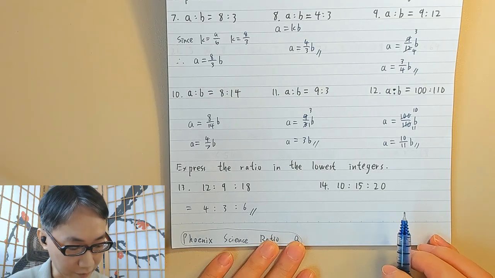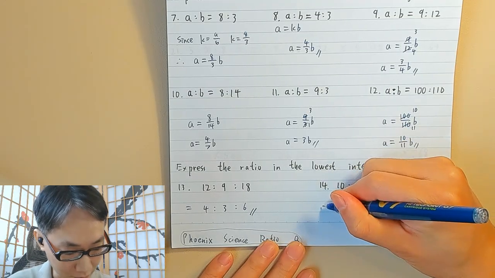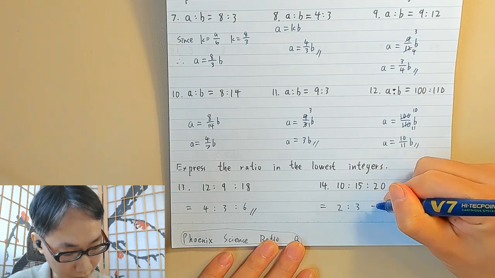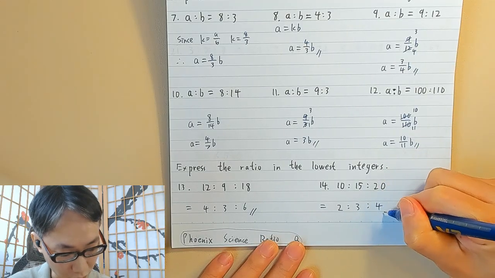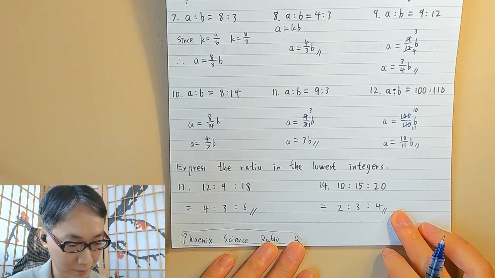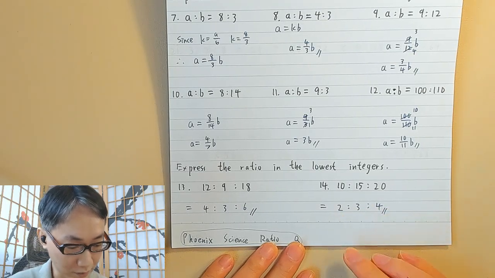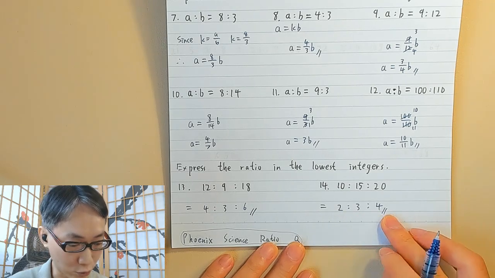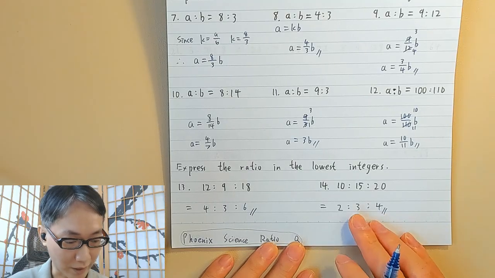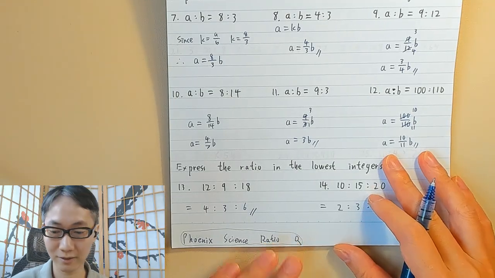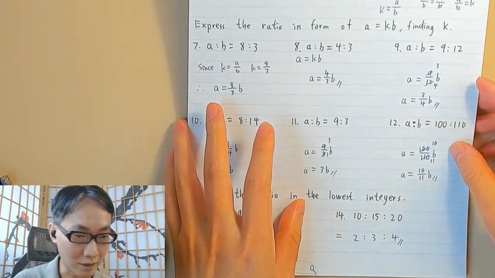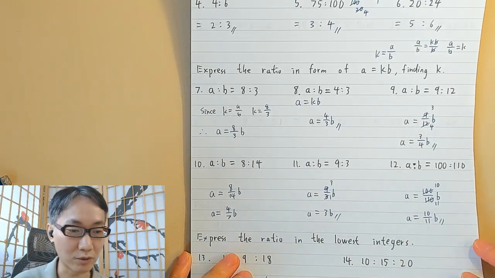So the HCF is 5. So 10 divided by 5 is 2. 15 divided by 5 is 3. 20 divided by 5 is 4. And this is the lowest integers we can get. If you try to make it lower, let's say divide everything by 2, then you get 1 to 3 over 2 to 2, and the middle one will not be an integer. And we don't want to see fractions or decimals in the simplest form of the ratios.